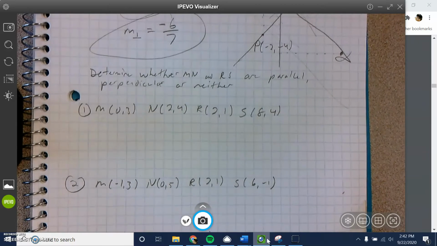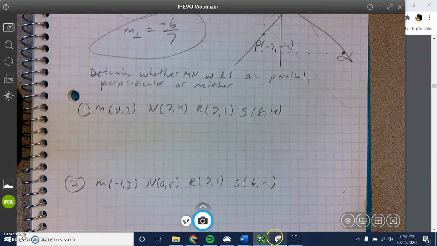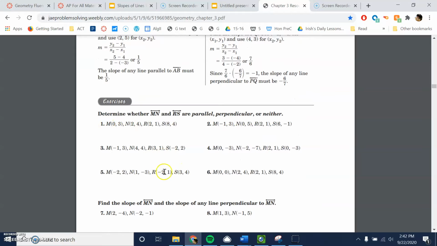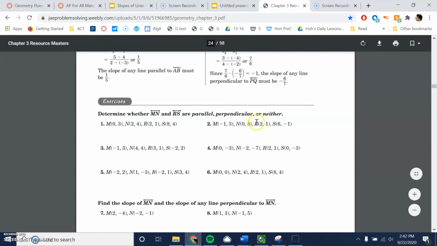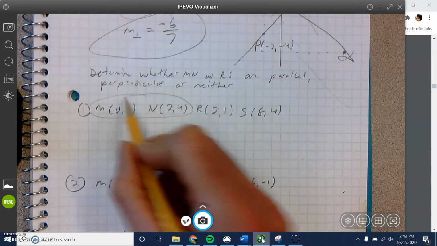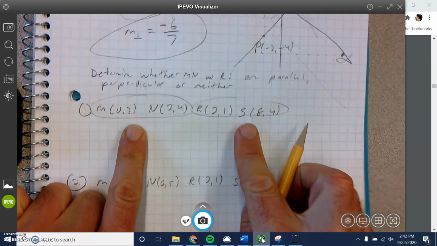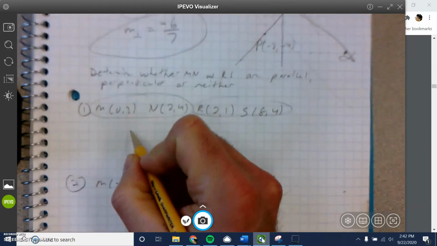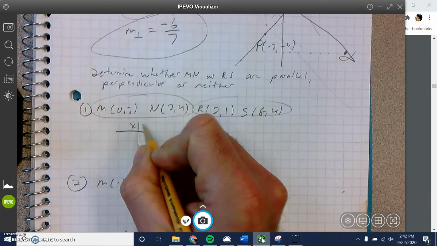Now, determine whether MN and RS are parallel, perpendicular, or neither. So we're going to get into these problems right here. So copy these down, 1 through 6. We're going to go 1, 2, 3 first. So I got two lines, MN and RS. Are they parallel, perpendicular, or neither? Let's see. So MN, so this line here and this line here. So it's talking about 2. I'll have to find the slope here and the slope here and then compare. So do as I do.